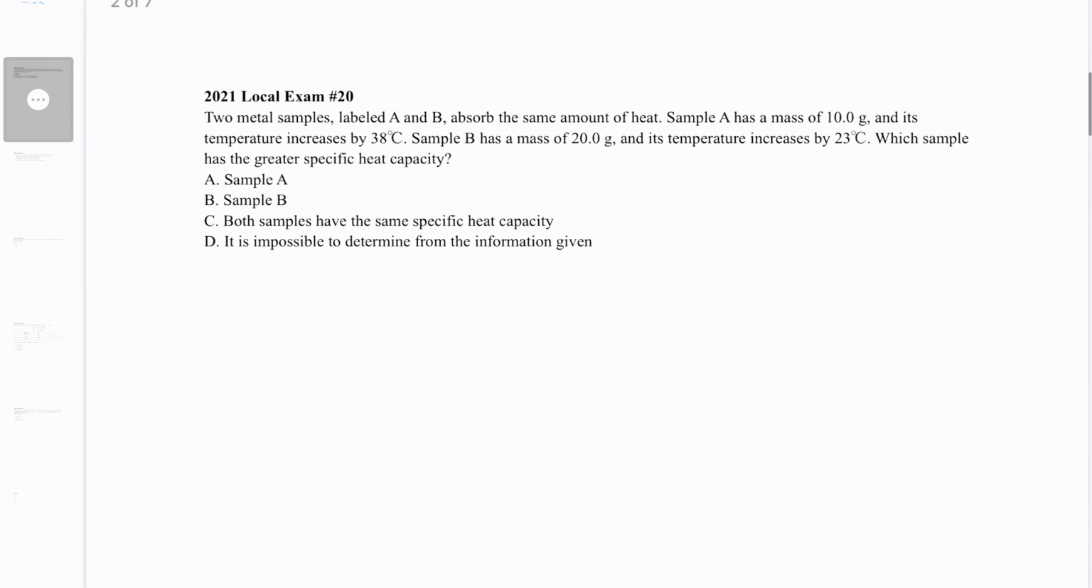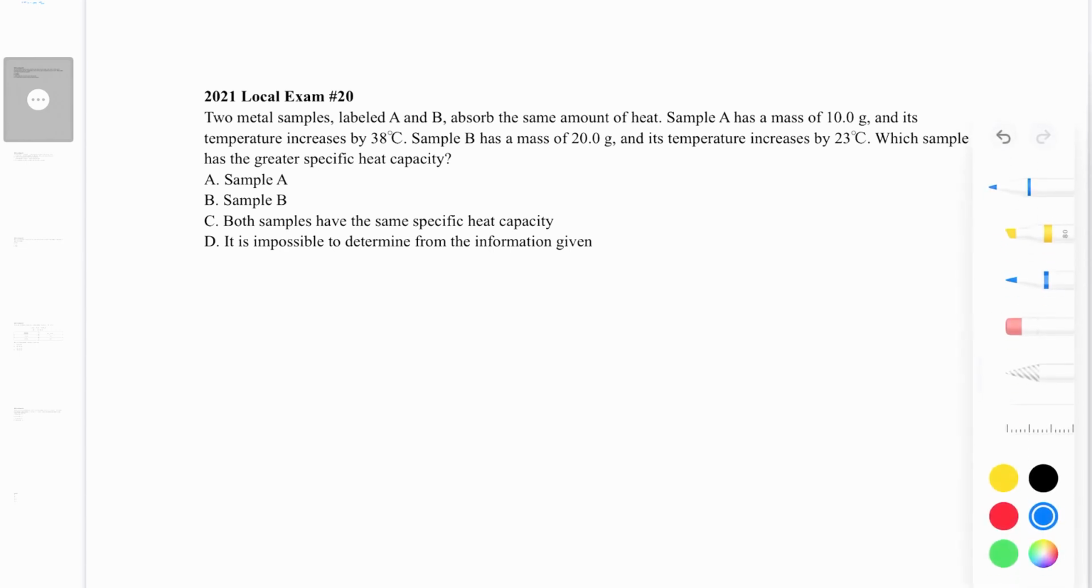Let's go to question 20. Two metal samples labeled A and B absorb the same amount of heat. Sample A has a mass of 10 grams and its temperature increases by 38 degrees Celsius. Sample B has a mass of 20 grams and its temperature increases by 23 degrees Celsius. Which sample has the greater specific heat capacity?